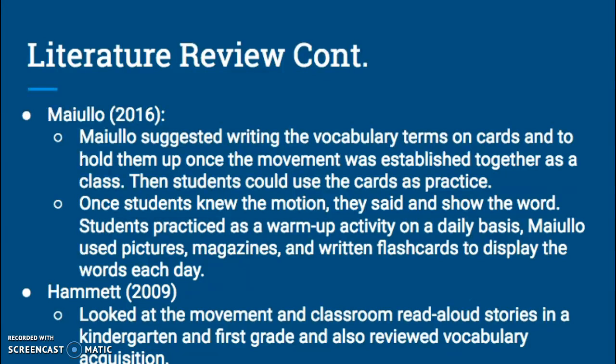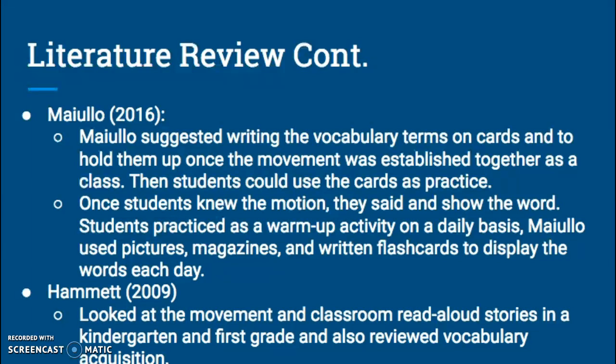Another piece of literature that really drove my action research was this article. In this article, the author suggested writing the vocabulary terms on flashcards and holding them up once the movement was established as a class. Then the students would use the cards as practice. Once students knew the motion, they said and showed the word. Students practiced it as a warm-up activity on a daily basis. They used pictures, magazines, and written flashcards to display the words each day. This technique is something that I really took for my own action research.